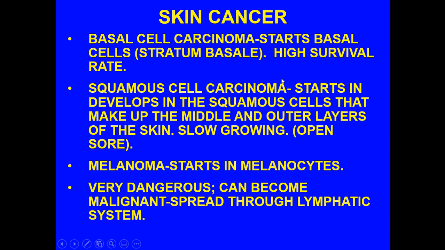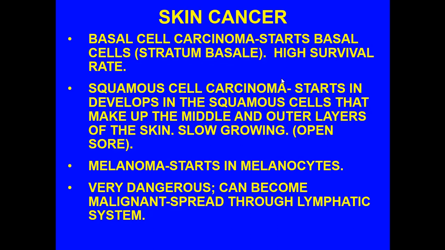Now, let's talk about skin cancer for a few minutes. There are several different types. One type best known is basal cell carcinoma that starts at the basal cells, at the stratum basale. There's a very high survival rate if it's treated early. Squamous cell carcinoma starts and develops in the squamous cells that make up the middle and outer layers of the skin. It is slow growing. It'll appear like an open sore.